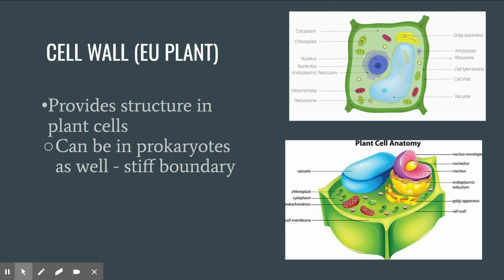The cell wall helps provide structure in plant cells. It can sometimes also be in prokaryotes. I wanted to add that right here. Some diagrams have them on prokaryotes, some don't. The cell wall forms the outside boundary of the plant cell over here. That outside boundary that we can see in both pictures gives structure and support for the plant cell.